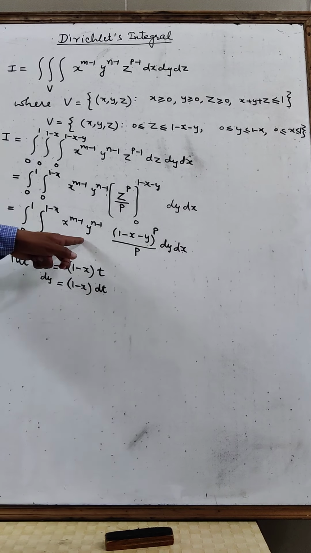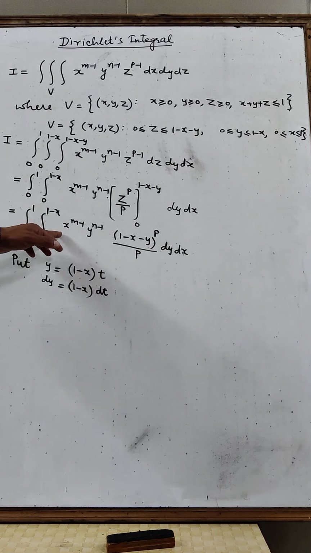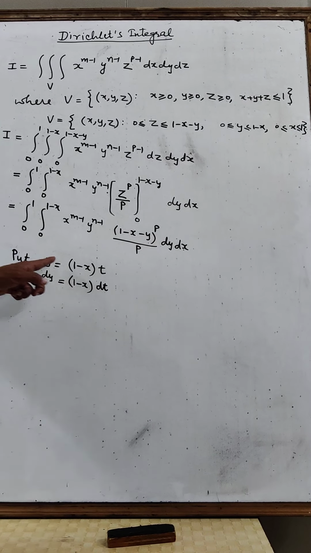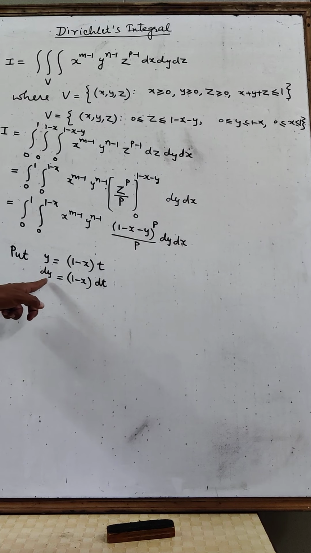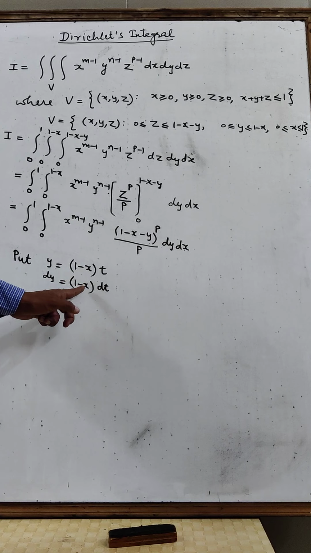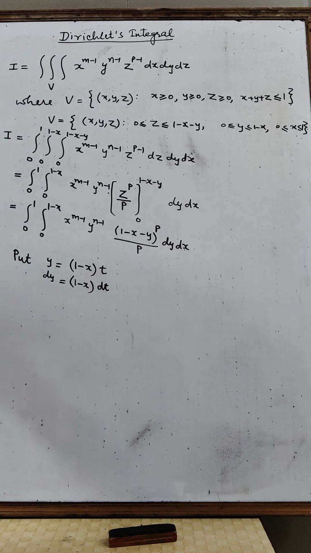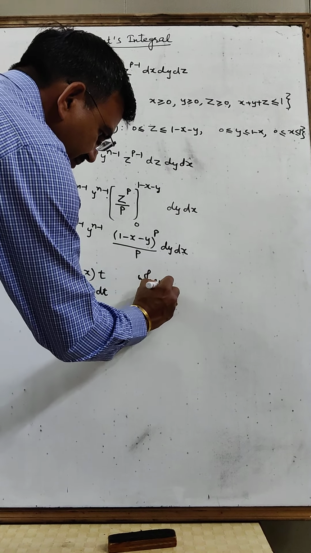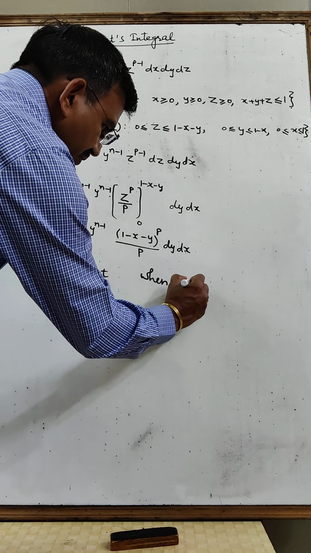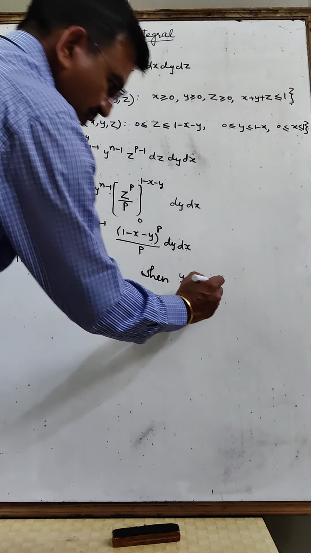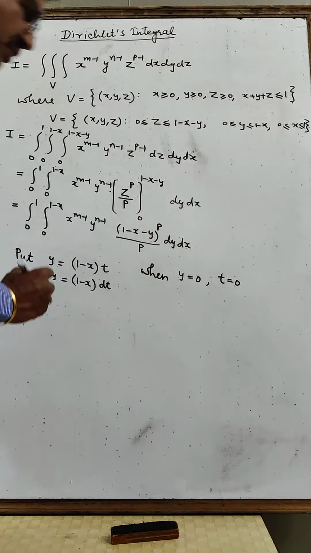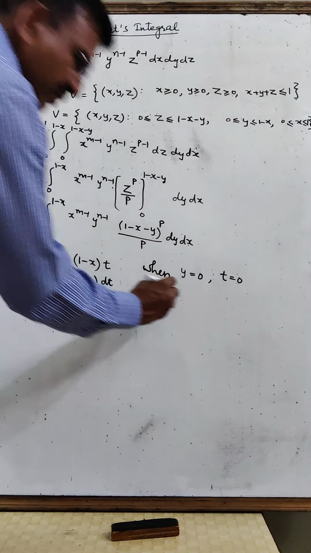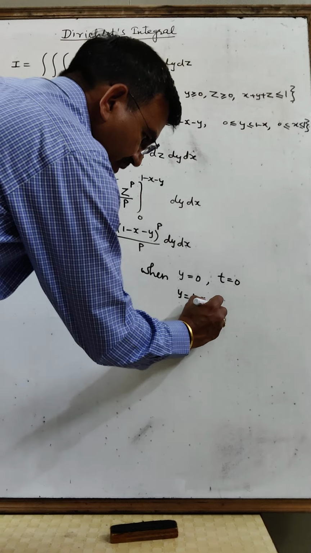Again, students, we are integrating with respect to y, keeping x constant. So we have taken the substitution y equal to 1 minus x into t, and its derivative dy becomes 1 minus x, being constant, into dt. Again, we will find the limits. When y is equal to 0, t would be equal to 0. When y is equal to 1 minus x, then t would be equal to 1.